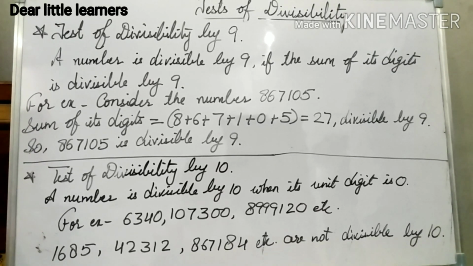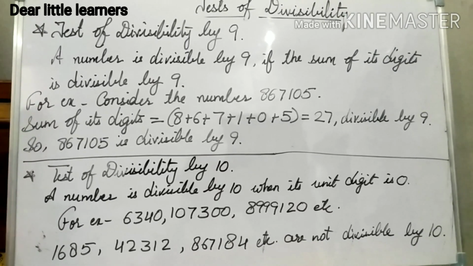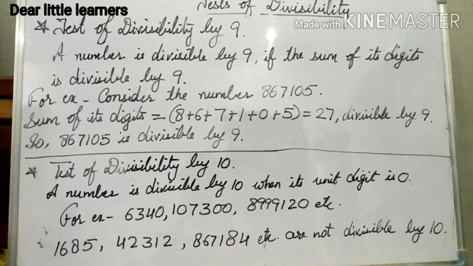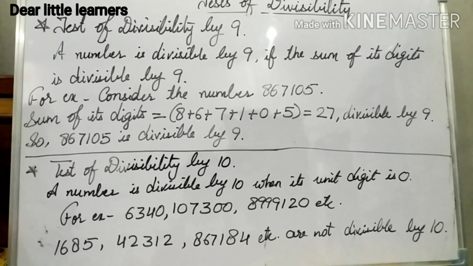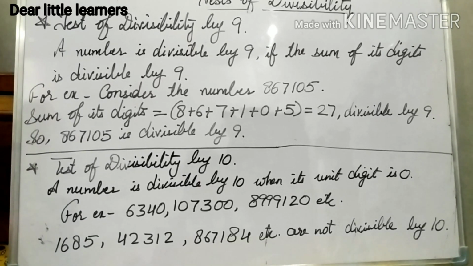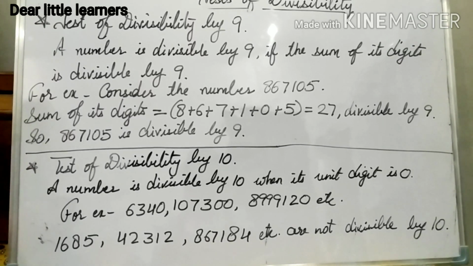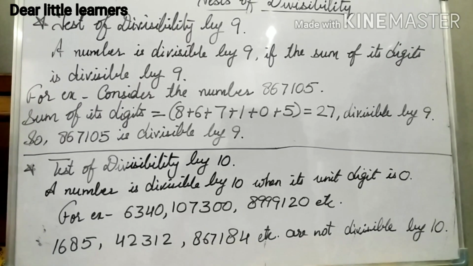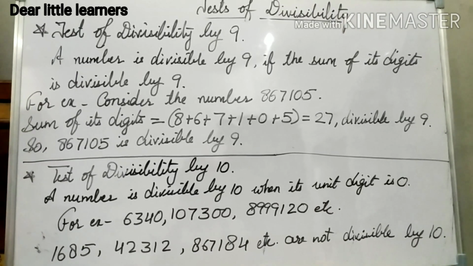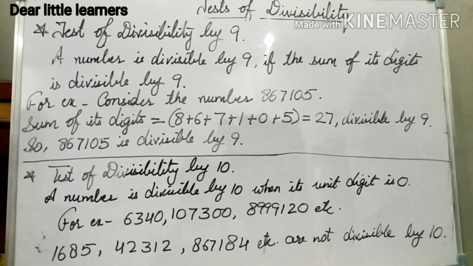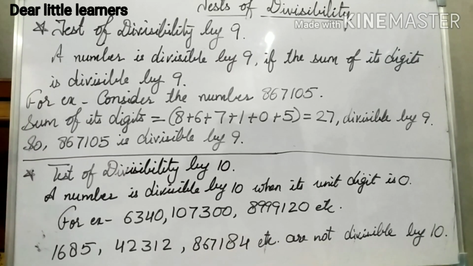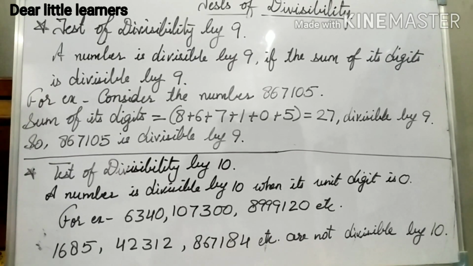Now we have the test of divisibility by 9. According to this, a number is divisible by 9 if the sum of its digits is also divisible by 9. It is the same as the divisibility test by 3, children. For example, here we have considered the number 8,67,105. First we find the sum of its digits, as we did in the divisibility test by 3. Similarly, we do it in the divisibility test by 9 also. We find the sum of its digits and we got 27, and 27 is divisible by 9. That means this number is divisible by 9.